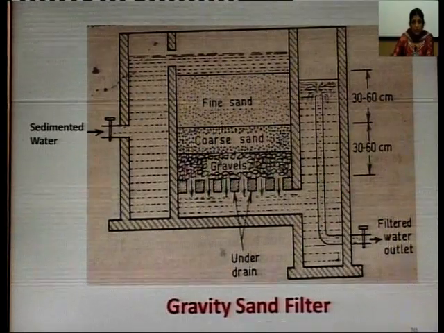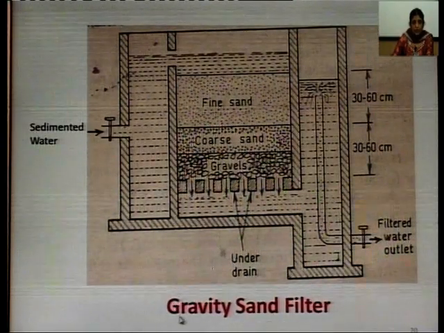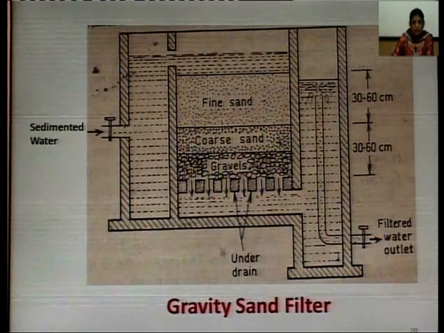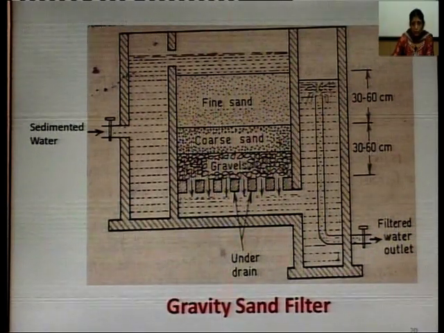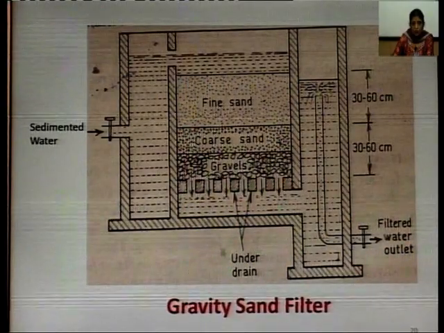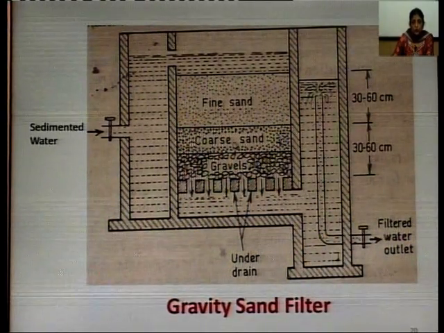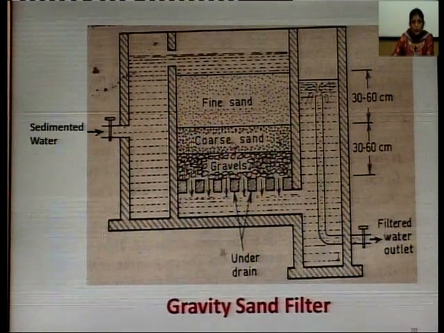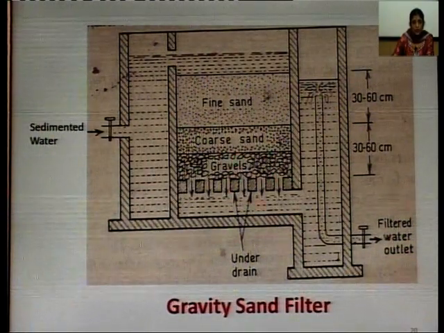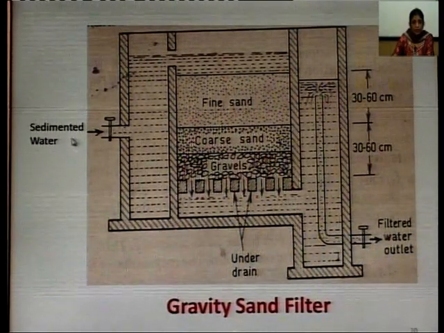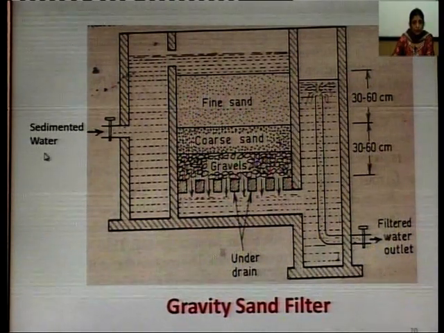So, we can understand this gravity sand filter through this diagram. The lowermost layer is of gravels, जिसे हम बजरी कहते हैं. इसके ऊपर coarse sand, मोटी sand, coarse sand, and then the top layer is of fine sand. This is the inlet for sedimented water.